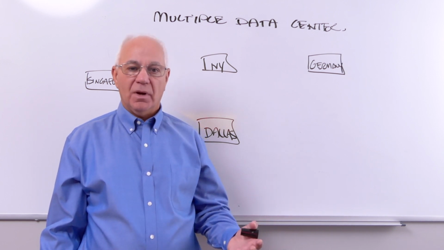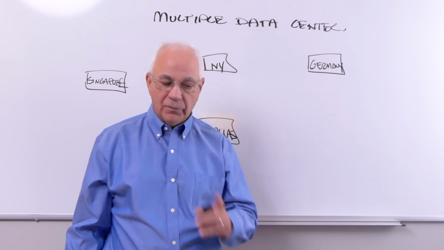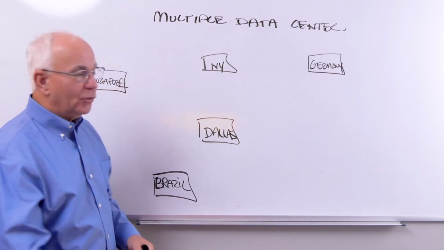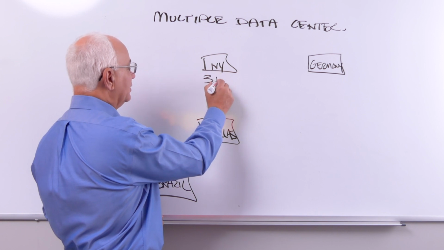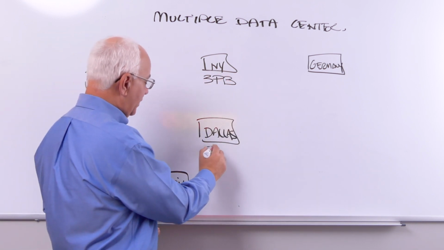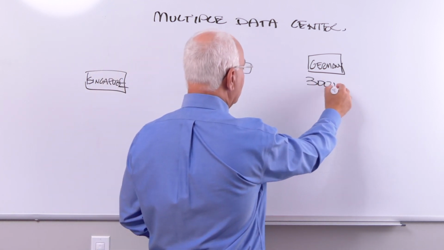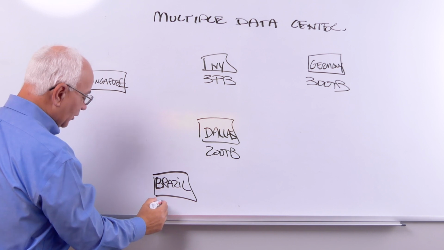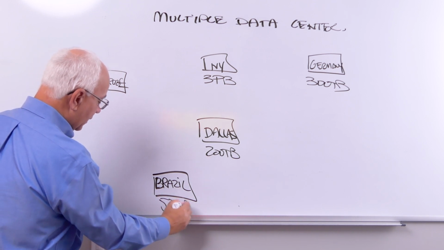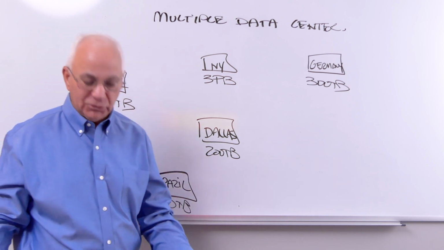Today we're going to talk about how do you do disaster recovery if you have multiple data centers around the world. Let's say you have a site in New York, and that's your primary site with 3 petabyte of data. But in Dallas you have 200 terabyte of data. In Germany you have 300 terabyte of data. In Brazil you have 50 terabyte of data. In Singapore you have 100 terabyte of data. How do you set up disaster recovery?